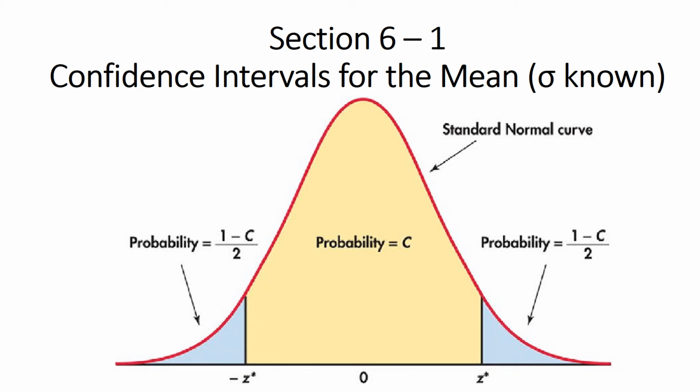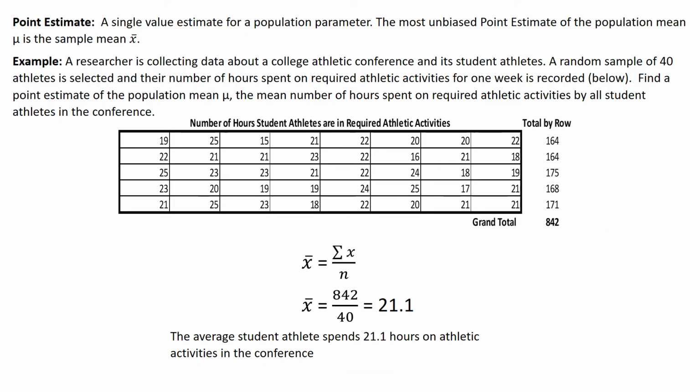Section 6.1, Confidence Intervals for the Mean, with sigma known. The point estimate is the single value estimate we have for the population parameter. In other words, if we want to determine what the population average is, we use a point estimate, and the best way to do that, the most unbiased point estimate, is the sample mean of X.